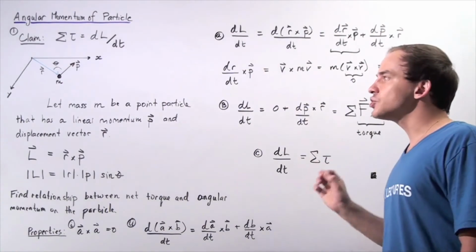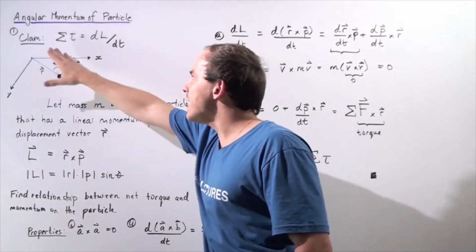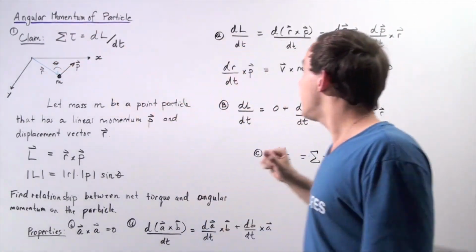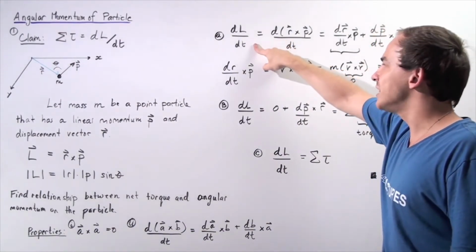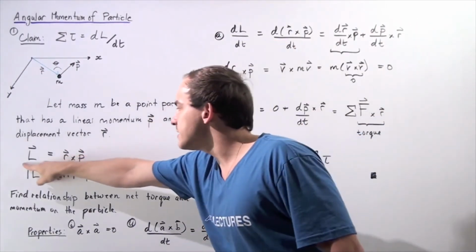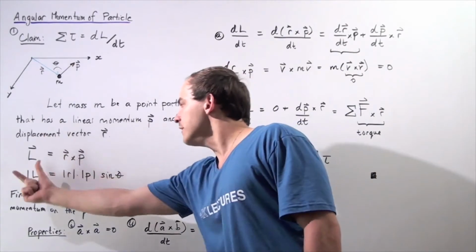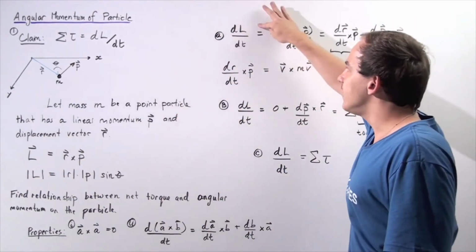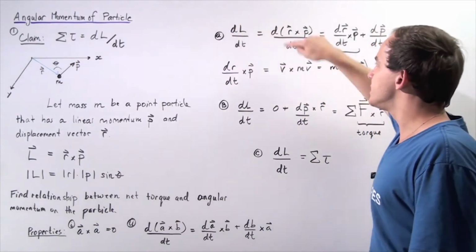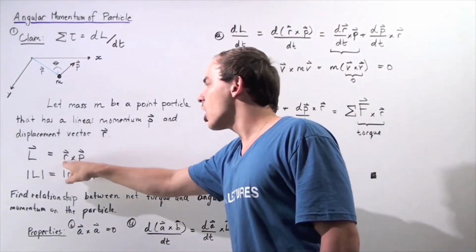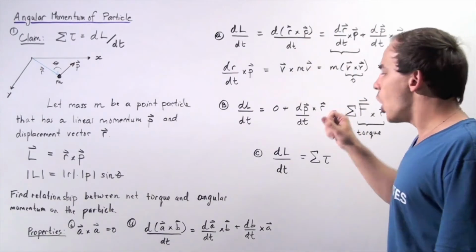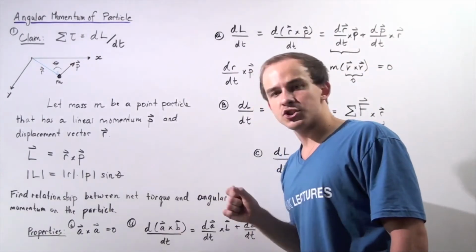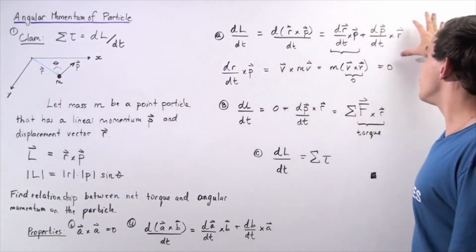Now, let's actually show that this equation is true, and let's begin with the following relationship. So we take this equation and take the derivative of both sides with respect to time. So dL divided by dt is equal to d of the cross product r cross p. So notice now we use property number 2 and we get the following result.